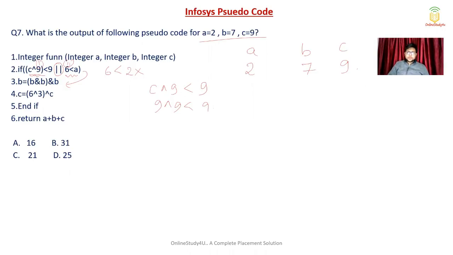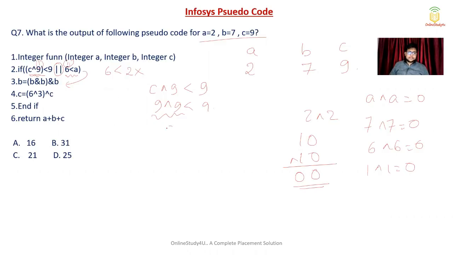A trick to solve this type of thing is that whenever we do XOR of two same numbers, the result is 0. If we do 7 XOR 7, that is 0. 6 XOR 6 is 0. 1 XOR 1 is 0. I can prove it to you as well. Let's take the number 2 XOR 2. This is my number 2, and I have to take its XOR with 2. So this will be 0. So basically 0 less than 9. This is the condition here. So this condition is true, so I'll come inside the if block.